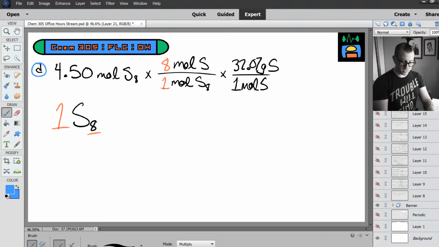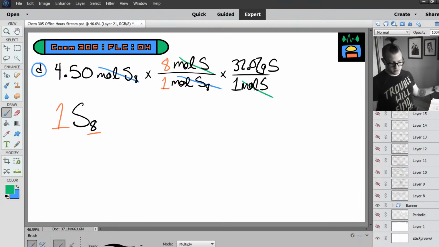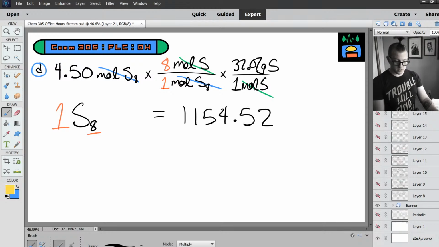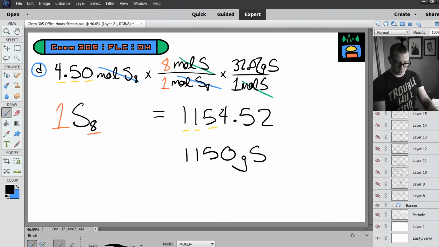And this one actually ended up being shorter than I thought it would. We cancel, and now we multiply. So 4.5 times 8 times 32.07 comes out to be 1,154.52. We can keep 3 of our sig figs. So this will end up being 1,150 grams of sulfur.